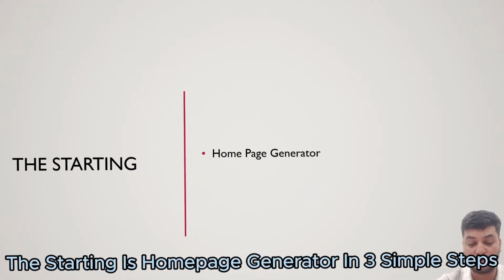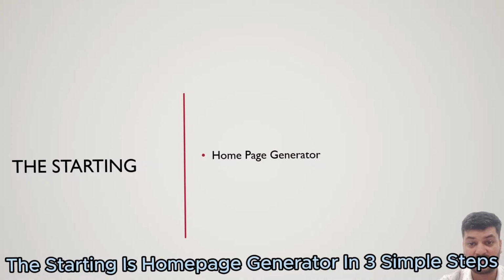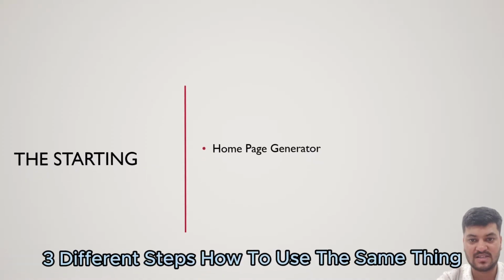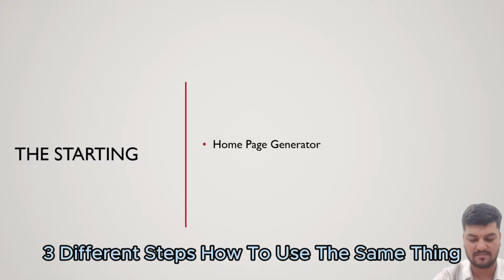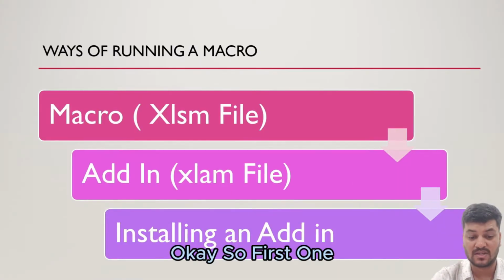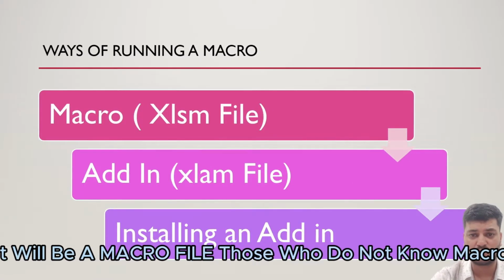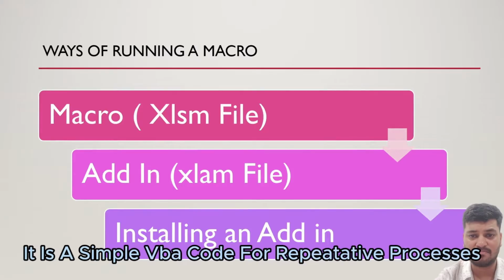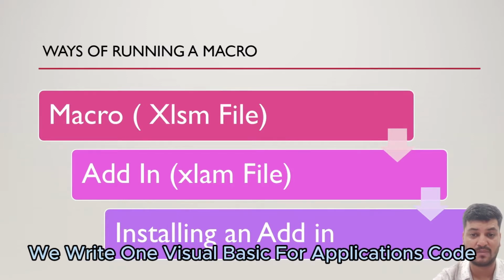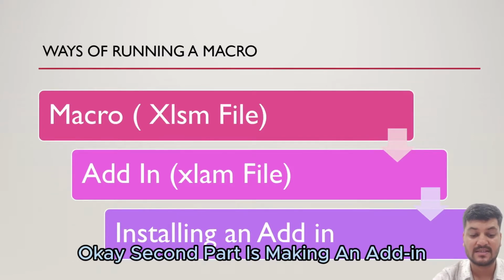The starting is a homepage generator, in three different steps. First one will be a macro file. Those who do not know macro, it is a simple VBA code for repetitive processes. We write one Visual Basic for Applications code. Second part is making an add-in.